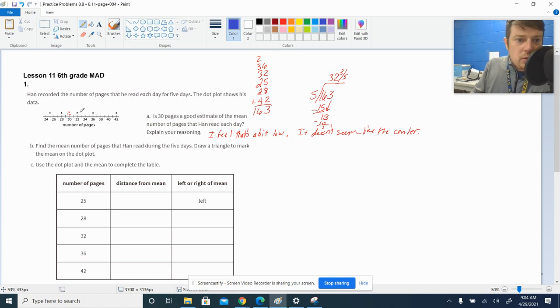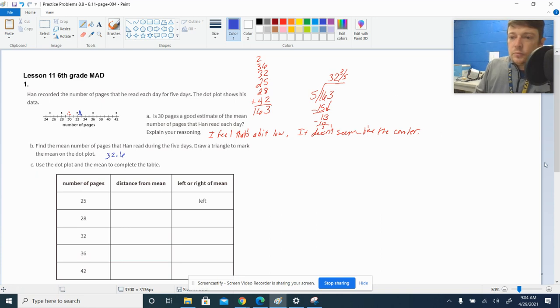32.6. Here's 33. So right about in here is where the mean is. So my estimation over here was right. It should be a little bit higher. It should be centered around the dots, not kind of leaning toward one side or the other. So we drew the triangle mark there. It's at 32.6. Use the dot plot and the mean to complete the table.